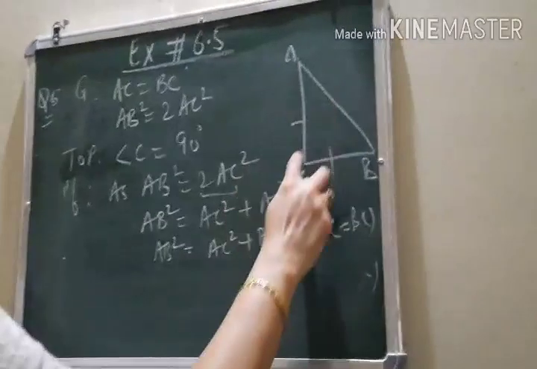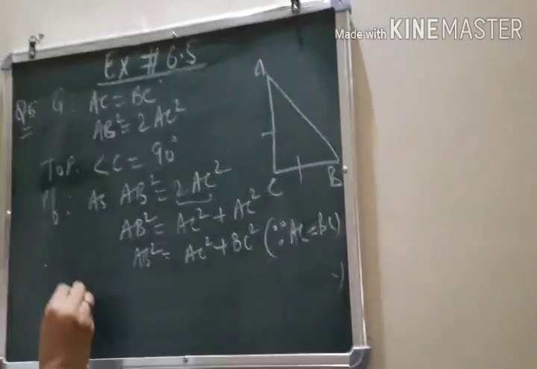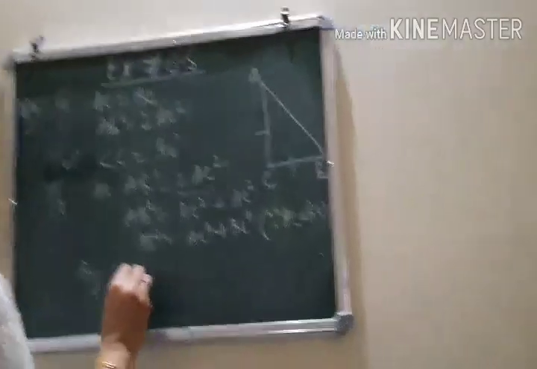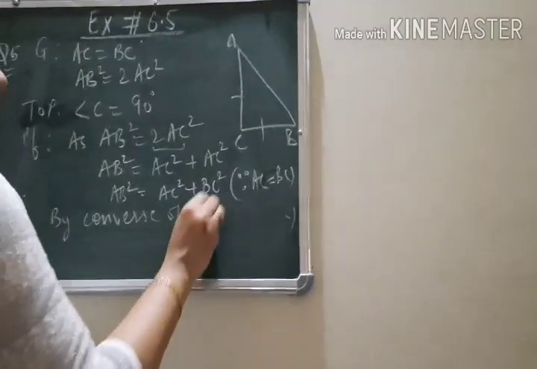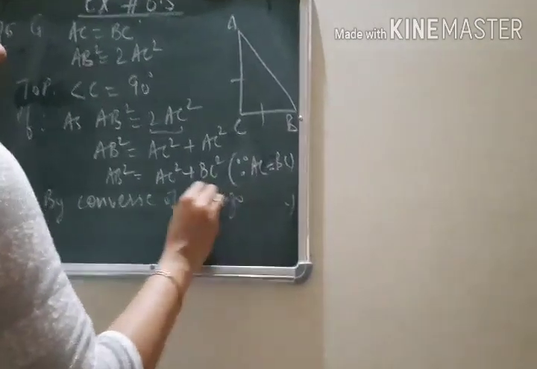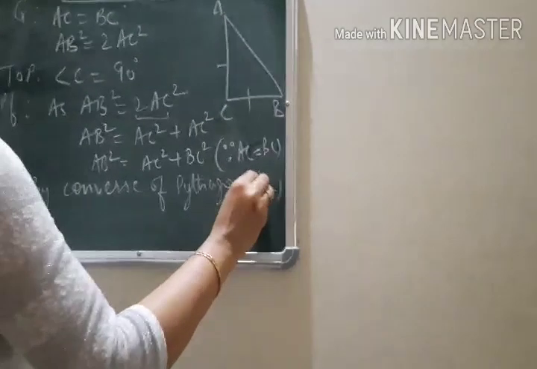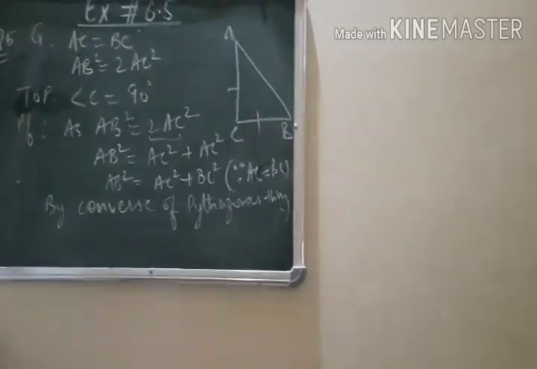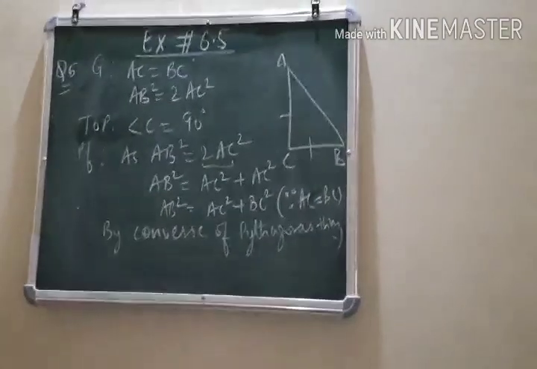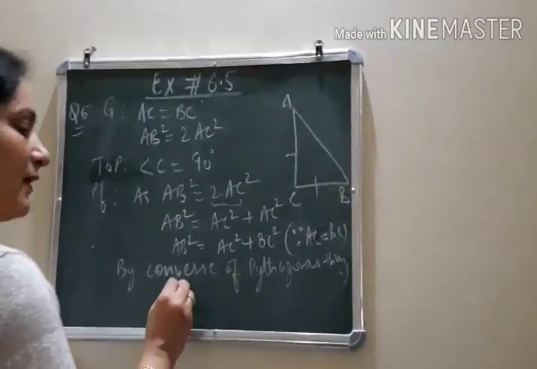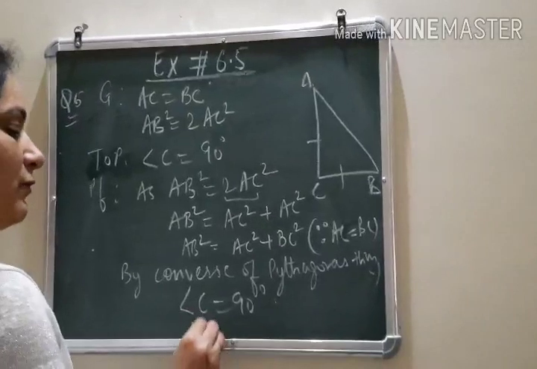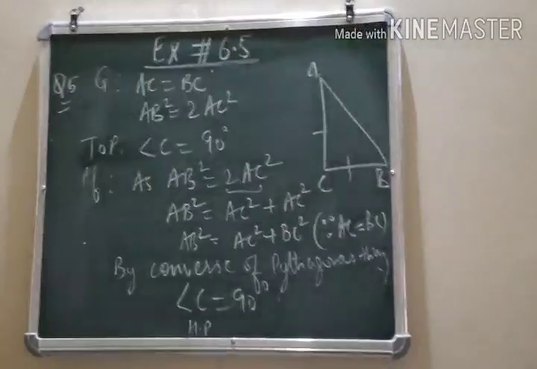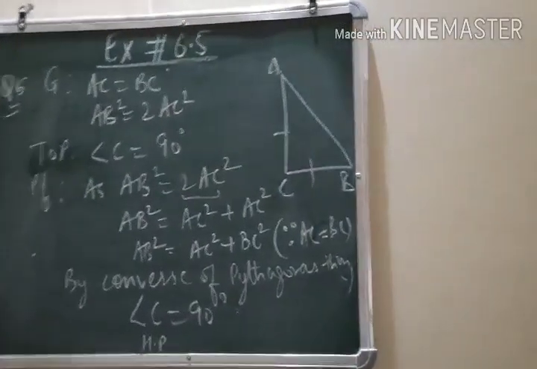Hypotenuse square is equal to perpendicular square plus base square. So we can write by the converse of Pythagoras theorem. What is Pythagoras theorem? Hypotenuse square is equal to base square plus perpendicular square. And what is the converse? That if this is so, then the angle is 90 degrees. So angle C is 90 degrees, hence proved. This is what you had to prove. This was question number 5.